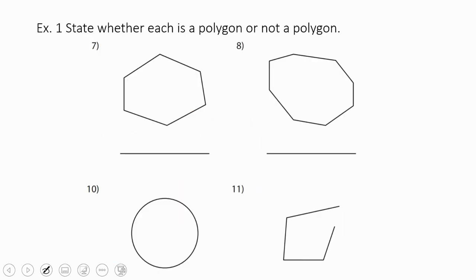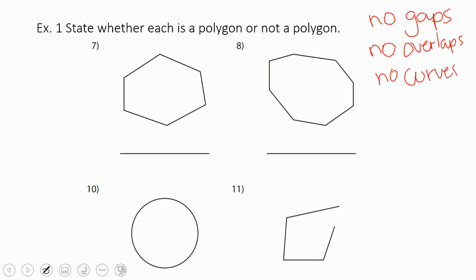So we're going to state whether each is a polygon or not a polygon. Remember the three things you need to know with a polygon is that there's no gaps, no overlaps, and no curves. Looking at number 7, there's no gaps, there's no overlaps, and there's no curves. So that is a polygon.